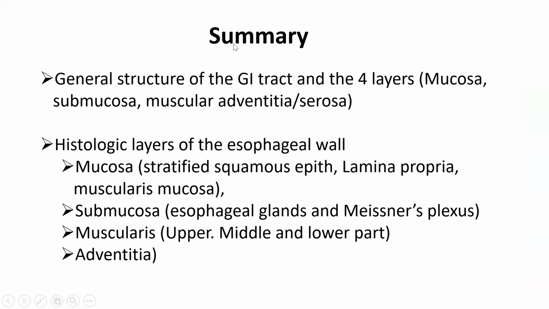To summarize this part, we covered the general structure of the GI tract and the four layers: the mucosa, submucosa, muscularis, and adventitia or serosa. We looked at the histological layers of the esophageal wall: the mucosa, submucosa, muscularis, and adventitia or serosa.